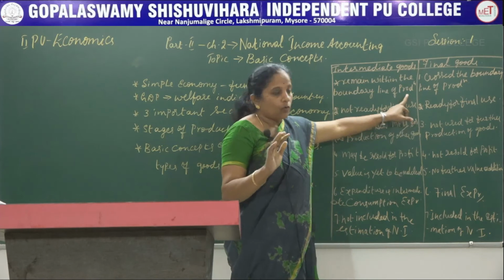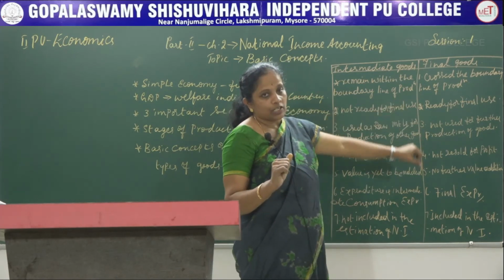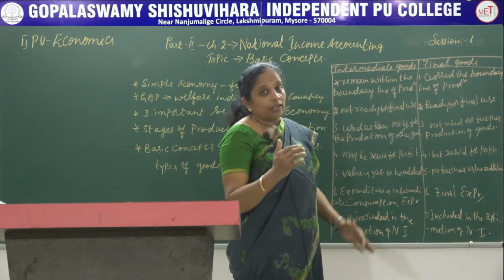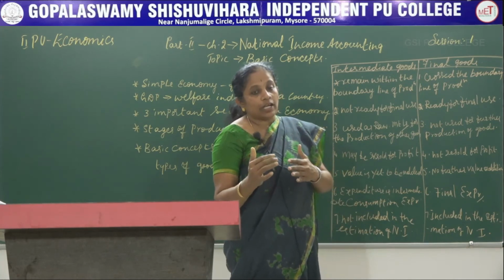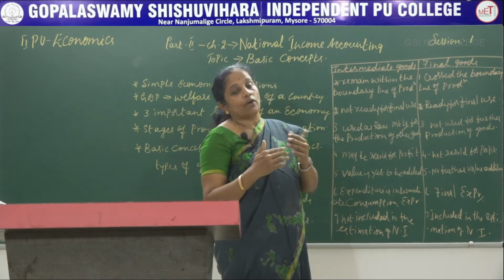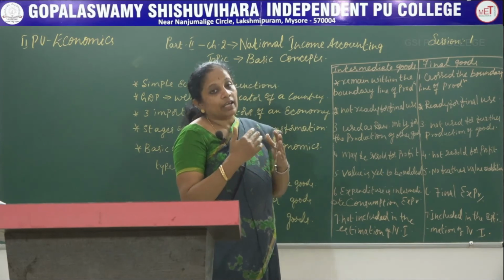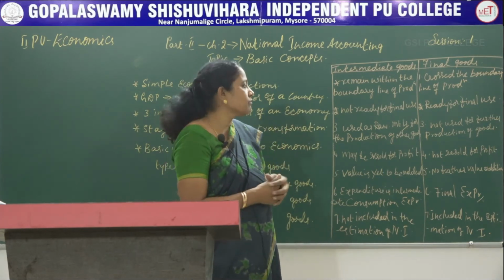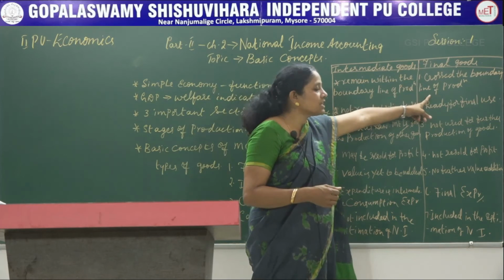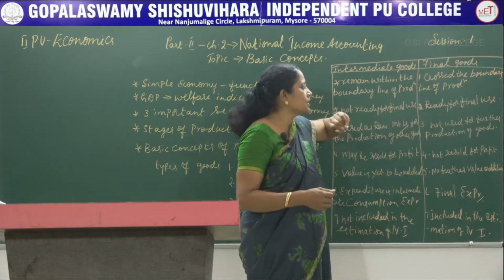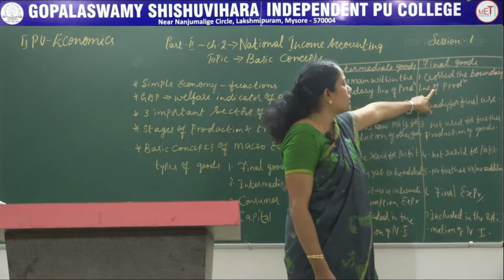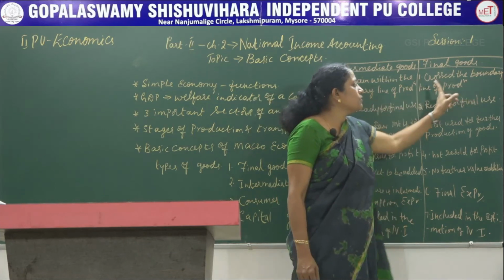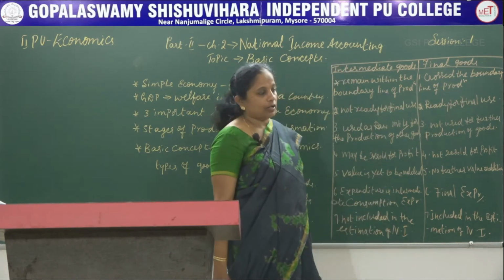They have not come over the boundary line of production because they are intermediate goods, and they are the raw materials for other goods. When they undergo the process of production, finally they convert themselves into the final goods. Here the final goods are those which have crossed the boundary line of production.